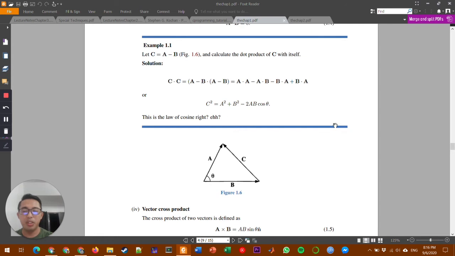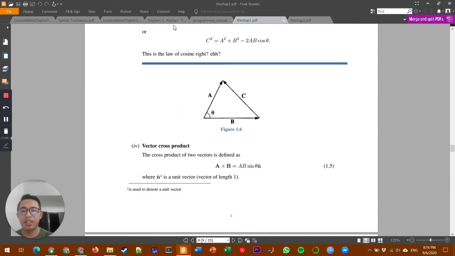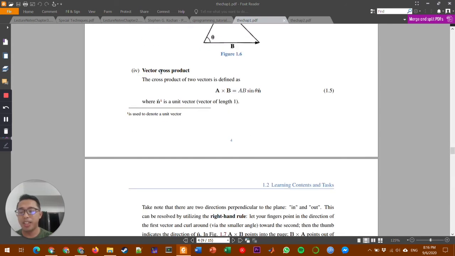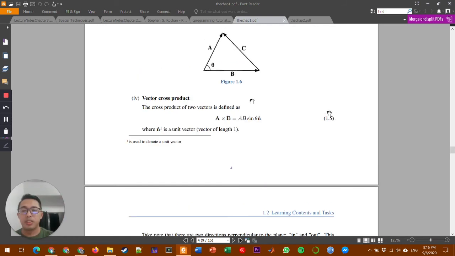So we now go to the another type of vector product. We have cross product. Kanina it's dot, karon it's cross. So the cross product of two vectors is defined by equation 1.5. So instead of AB cosine kaganina sa dot product, for the cross product, it is now sine. But there is now a direction because cross product is actually a vector. Ang yang output is a vector quantity.